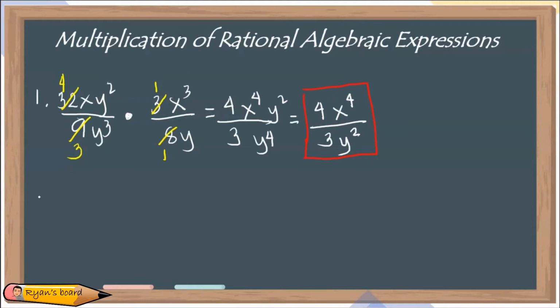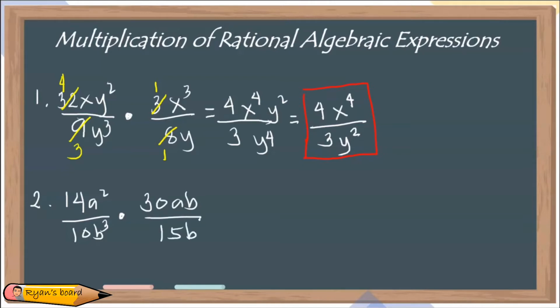Okay? Now, let's try another one. Let's say we have 14a squared over, let's say, 10b cubed, times, let's say, 30ab over 15b squared. Yan. Now, look at 14 and 10.